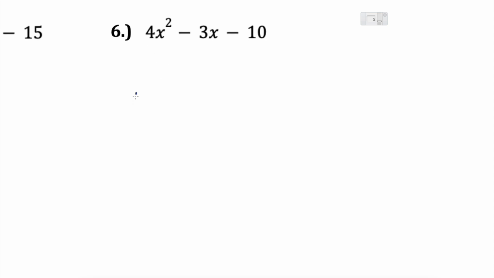So what we want to do is find the factors of a times c that add to b. So this is my a term here, the 4. My 10 is the c term, and the 3 is the b term. So I need to multiply 4 times negative 10, which is negative 40. So I'm looking for the factors of negative 40 that are going to add to negative 3.